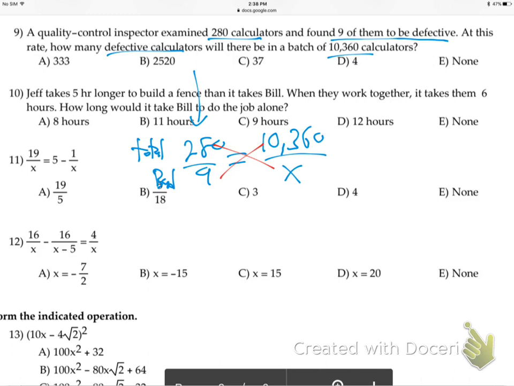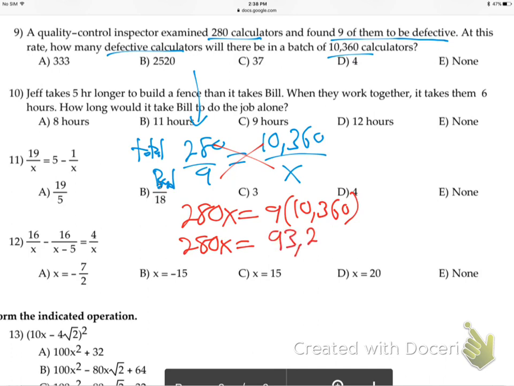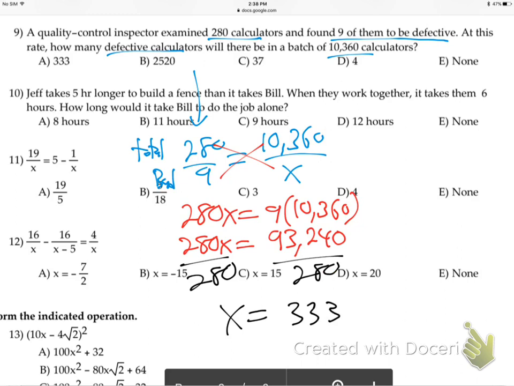So now diagonal, diagonal. 280x is 9 times 10,360. Is that good? What's 9 times 10,000? It's like 90,000. What is it? 93,240. Thank you. And last step, divide by the 280. Does it come out clean or ugly? 333, yeah. Just straight on the money, huh? 333. Oh, A. Yep. Is that okay on number 9? Just two equal fractions?